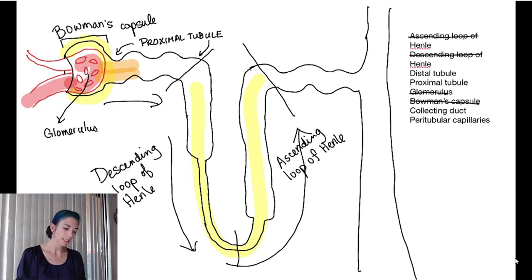Okay, so you might notice that there is a distal tubule. The distal tubule is more distant, farther away. So the region that is the distal tubule is over here.